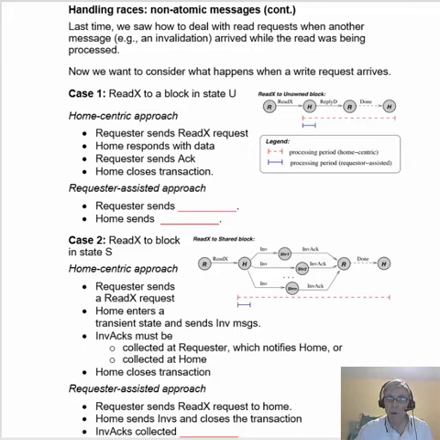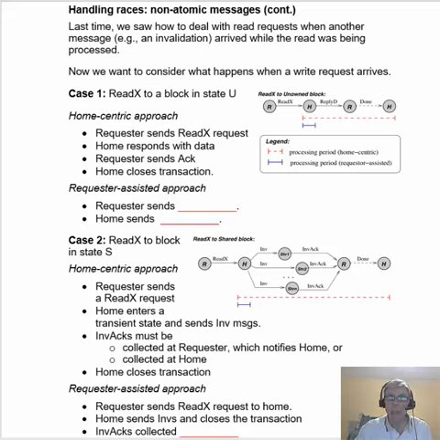Last time we talked about protocol races due to non-atomic messages, but we only handled races that occurred because read requests arrived when another message was being processed. This time we want to look at write requests that arrive at that time.